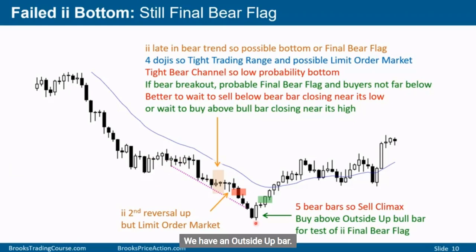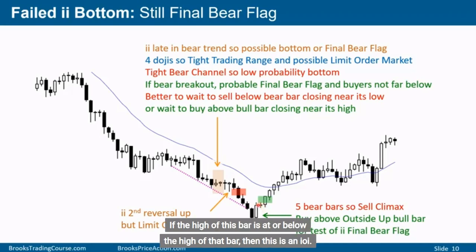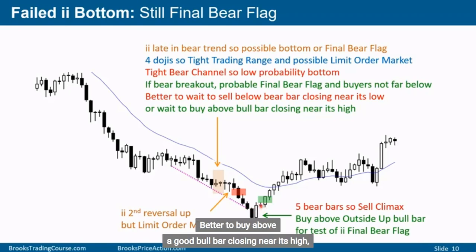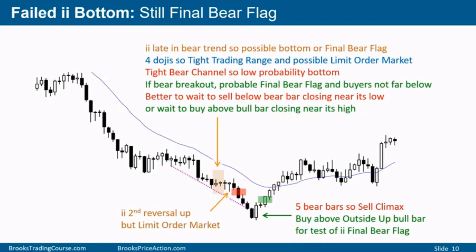So back to those areas where the price is fair. We have an outside up bar. It's reasonable to buy above that. I cannot tell if this high is at or below that high. It might be. If the high of this bar is at or below the high of that bar, then this is an IOI, outside bar, inside bar. So inside, outside, inside. You buy above the inside bar, not a very good bar. It's better to buy above a good bull bar closing near its high. So you could buy above that or above any of these bull bars closing near their highs, hoping for a reversal up.